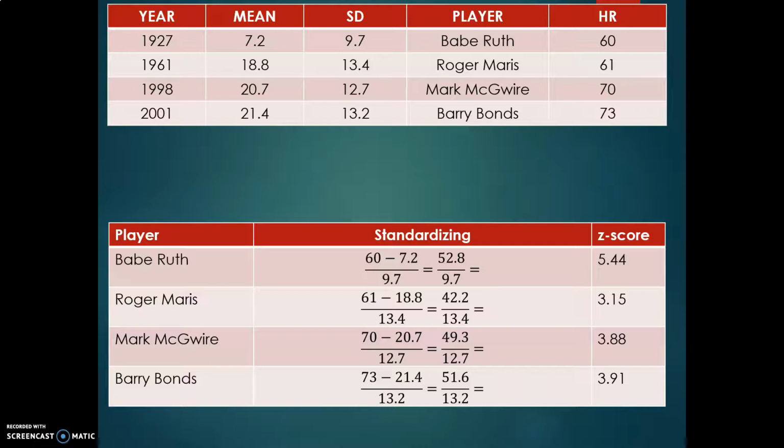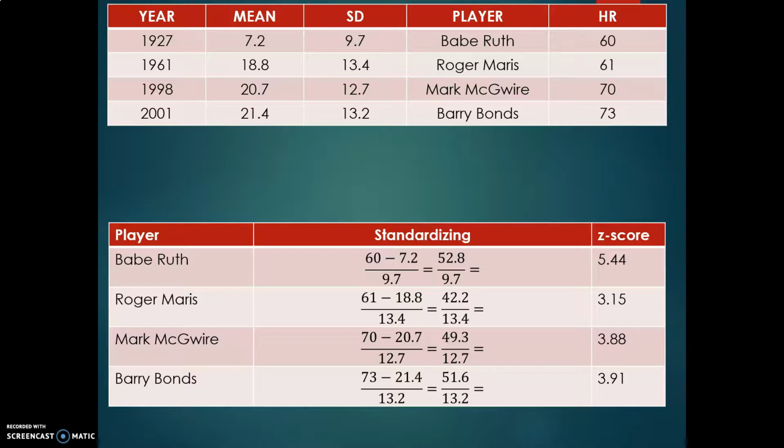As you'll learn more as we keep going, anytime you're 3 or above, that's a really outstanding score, as long as the positive scores are the good thing. These are all super high, but Babe Ruth is just far and away way above everybody else. He's over 1.5 standard deviations further out than anybody else.